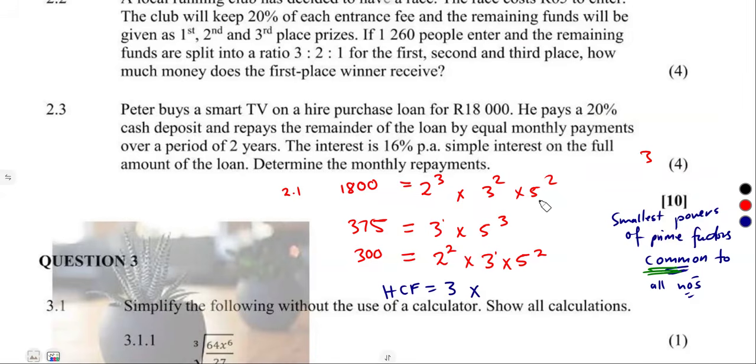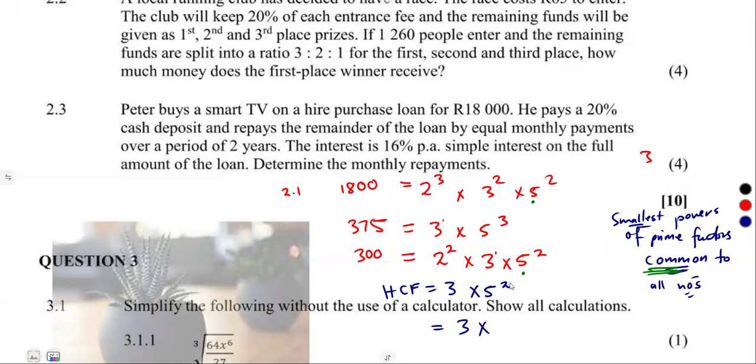5, is it common? Because it's there. Yes, 5 is common. You can see it's there throughout. Which one is the smallest power? 5 to the exponent of 2, compared to 5 to the exponent of 3. So the smallest is 5 to the exponent of 2. All right, so this is our highest common factor, 3 times 5 squared.